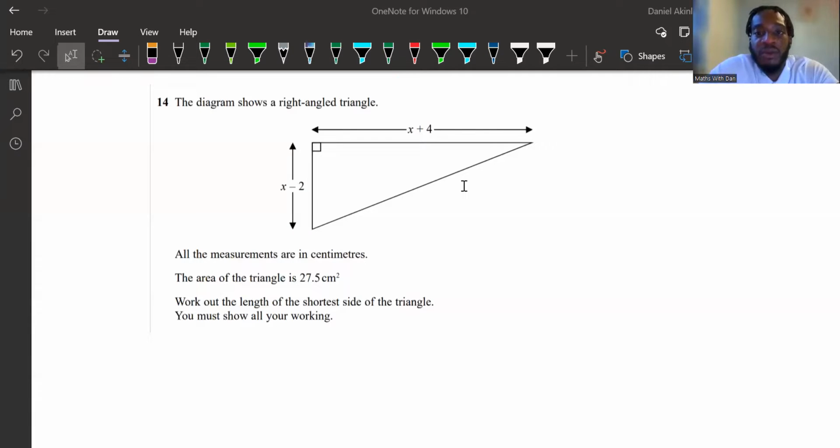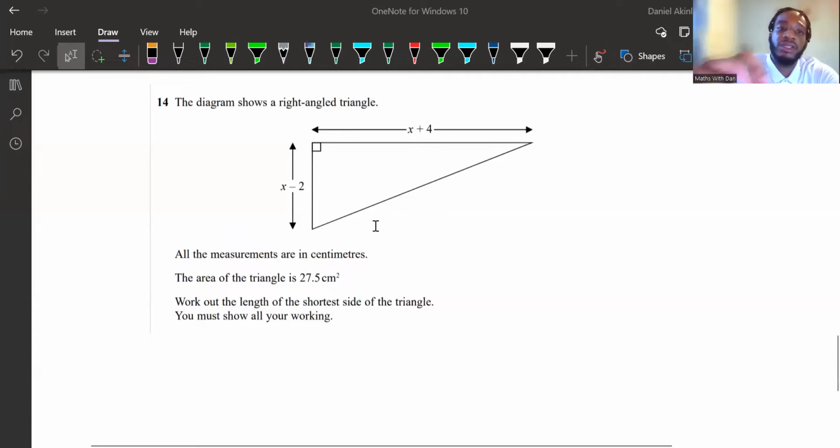Okay, so we'll go through this one together. A couple of people messaged me in the chat asking how to go about this, and I would always recommend you guys message because it's quite good to see you engaging. But what does it say? It says the diagram shows a right angle triangle, and all measurements are in centimeters.